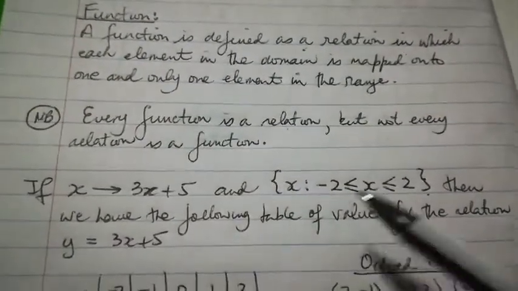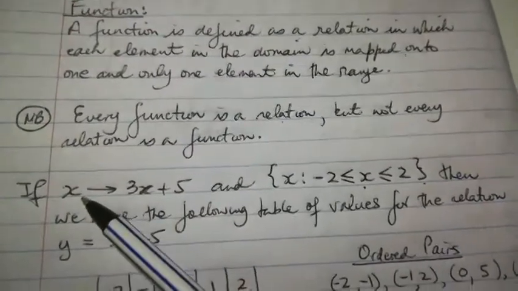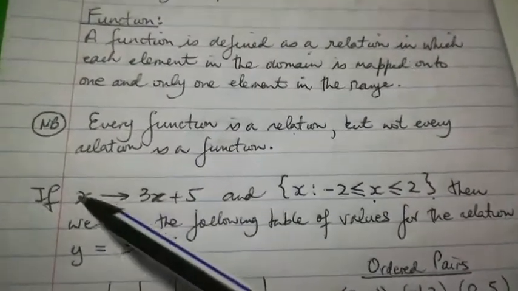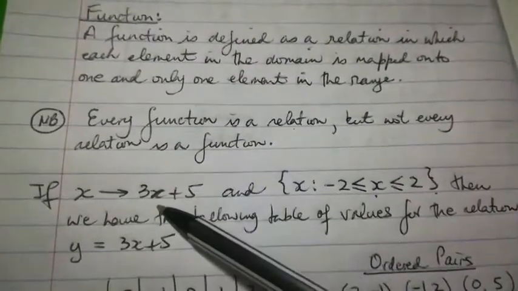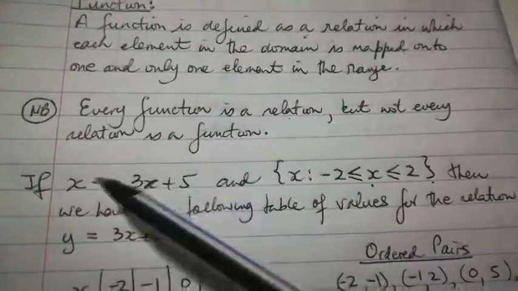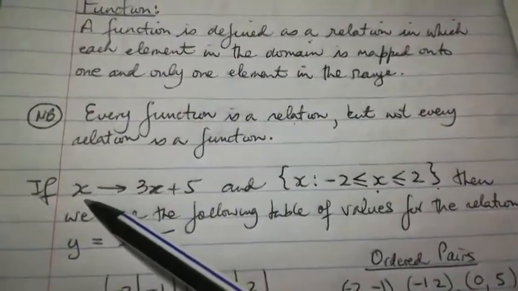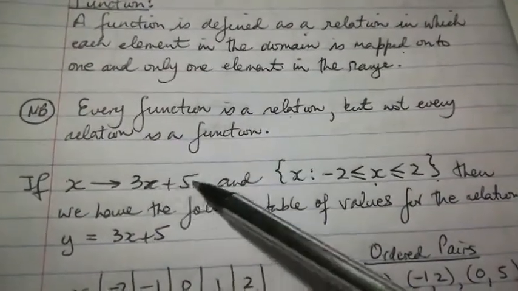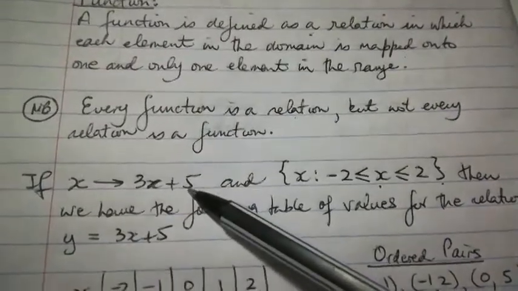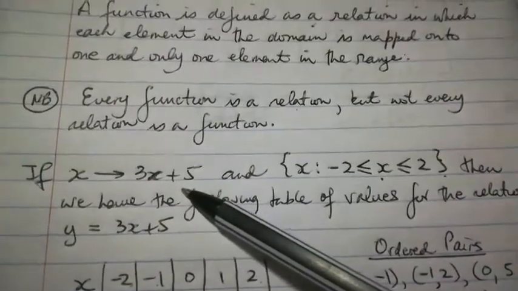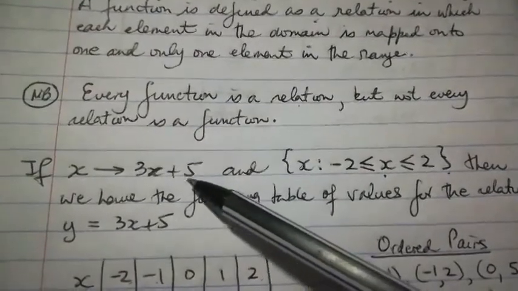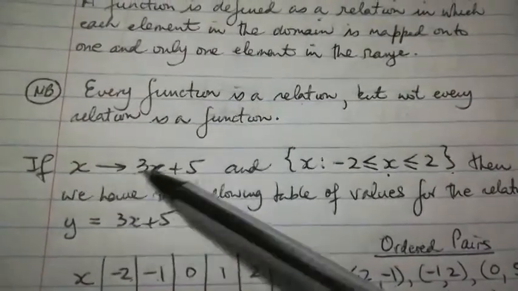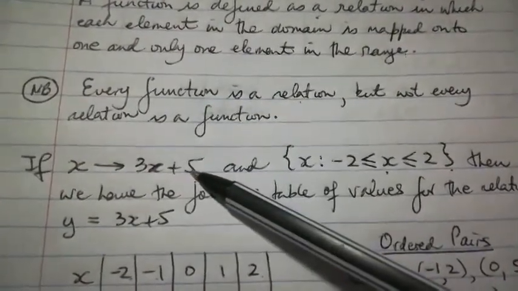So if you have, for example, x arrow 3x plus 5, what does this mean? This is saying that x is mapped onto 3x plus 5. Whatever value is given to x is going to be thrown into this expression, and when you total everything, you get the value for the range, which are the y values. Remember that the domain consists of the x values and the range consists of the y values.